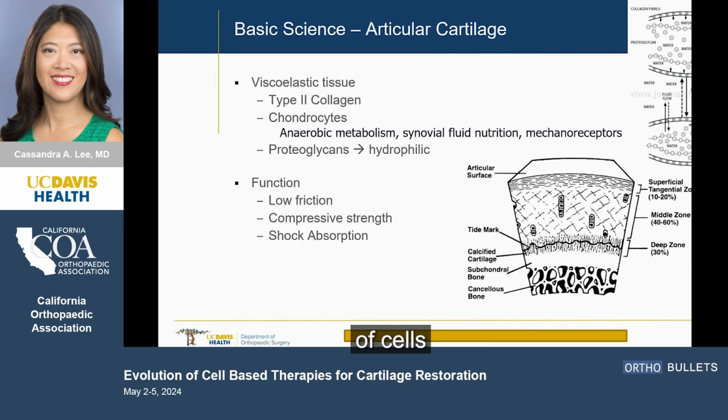With the cell type that's in there, there's type 2 collagen, and then the actual structure is very difficult to recreate. So this certainly affects how we look at how to regenerate and or replace articular cartilage.